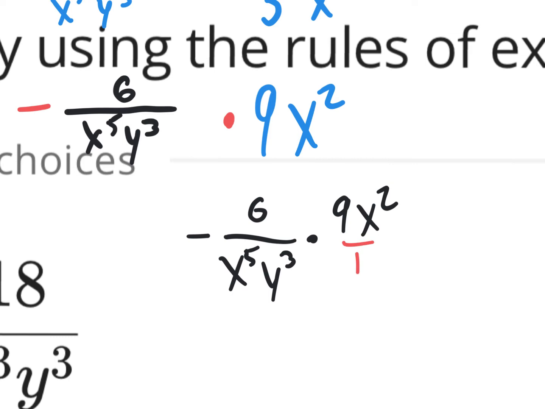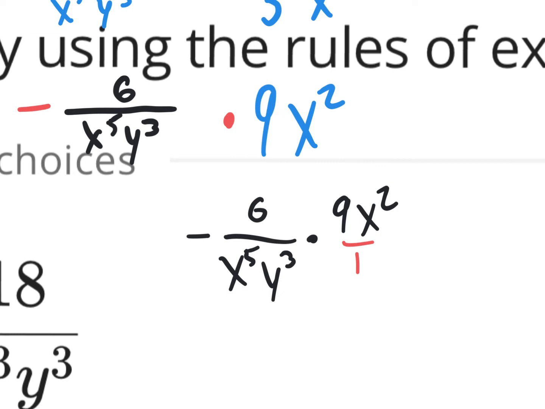Could multiply across? The 9x squared and the x fit, like those are like terms, so you could get 9x to the 2nd. This x to the 2nd is up on top. That x to the 5th is on the bottom, which means we could cancel tops and bottoms. Or we could just multiply across the top and then cancel. Since you said multiply, let's just multiply.